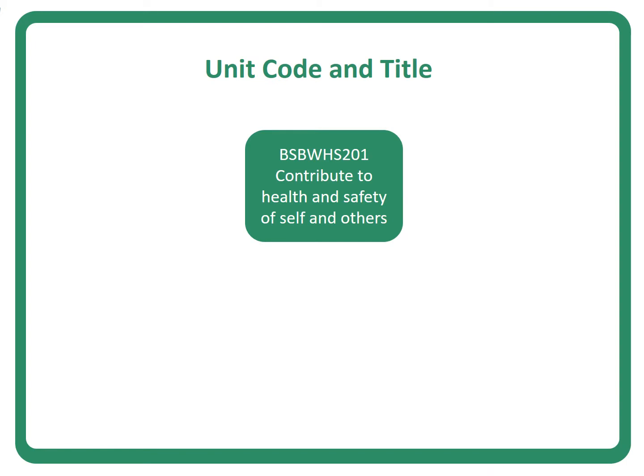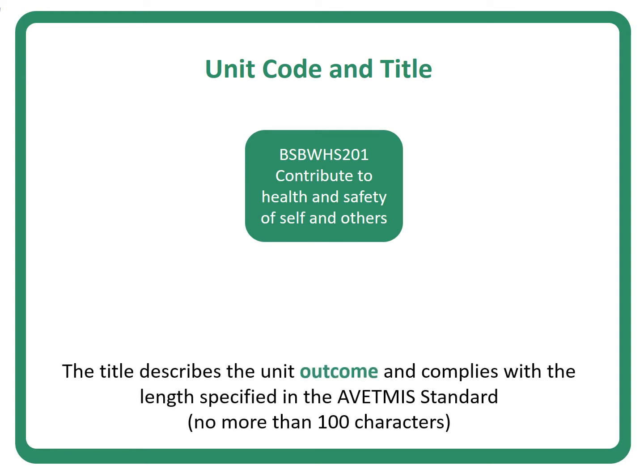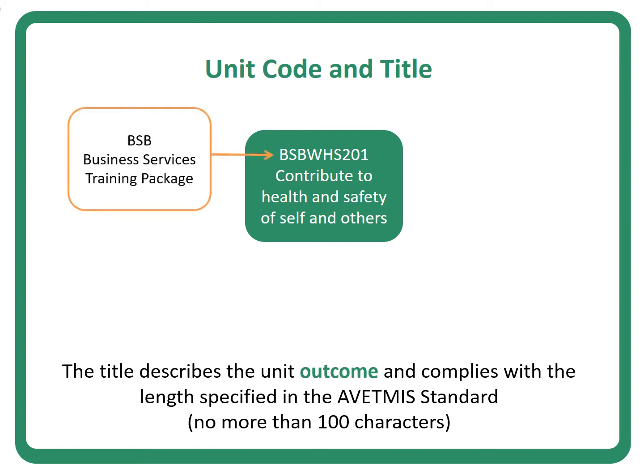When we're looking at the unit code and title, you're probably wondering where it all came from. In terms of the title, this describes the unit outcome, and it must comply with the AVETMISS standard, which means it can't be any longer than 100 characters. In terms of the code, it does differ between different areas, but ultimately this is the core way that it's put together. So the first three letters, this will be the training package code. So in this case, it's the BSB Business Services Training Package.